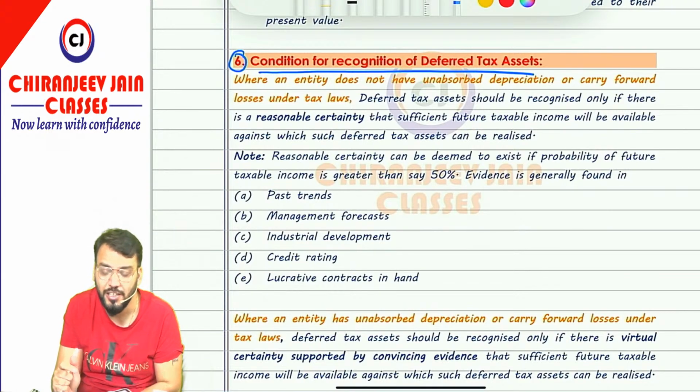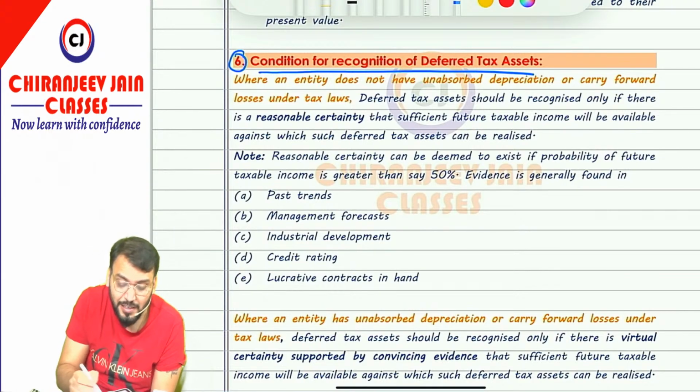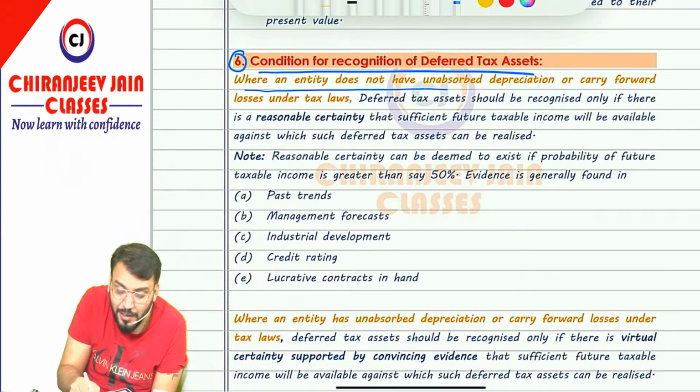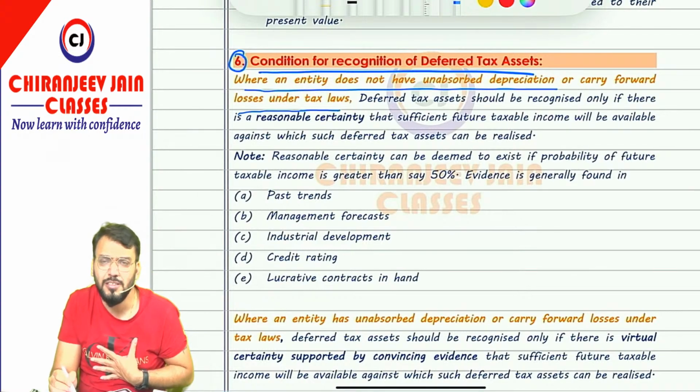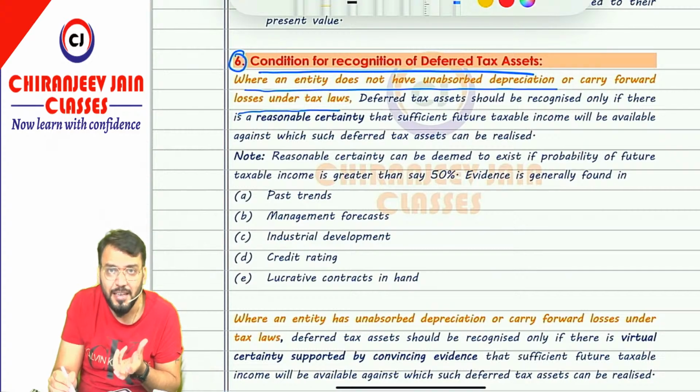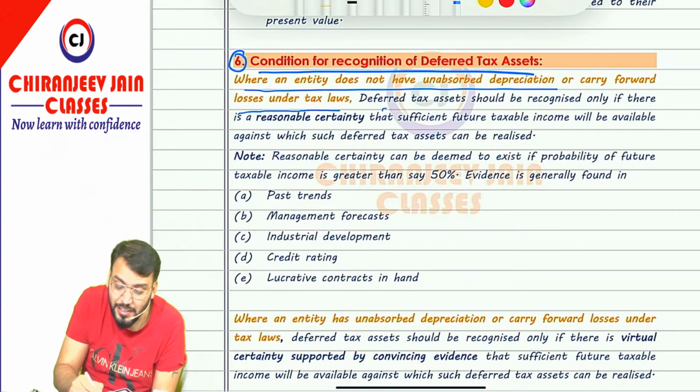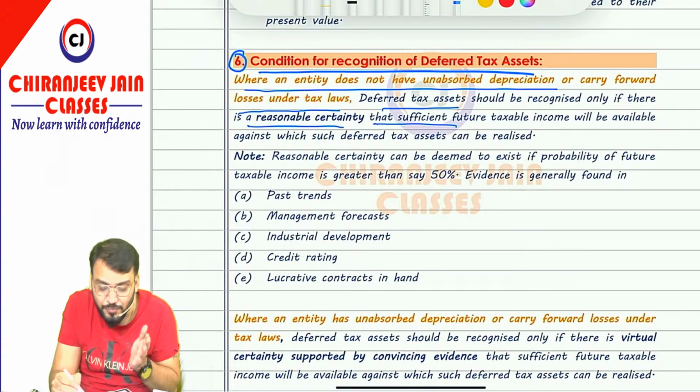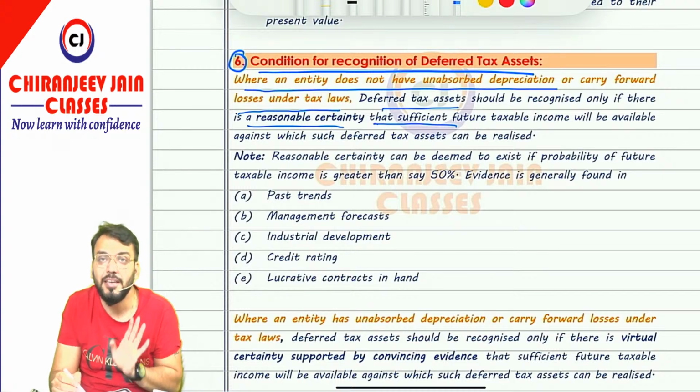But for deferred tax asset, because that will result in some expected income, there should be some recognition condition. So for DTA, when an entity does not have an unabsorbed depreciation or carry forward losses under tax law, means suppose the company does not have tax loss, it is a profit making company, DTA should be recognized only if there is a reasonable certainty that sufficient future taxable income will be available against which such DTA can be realized.